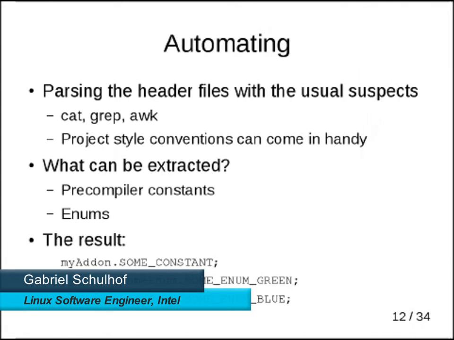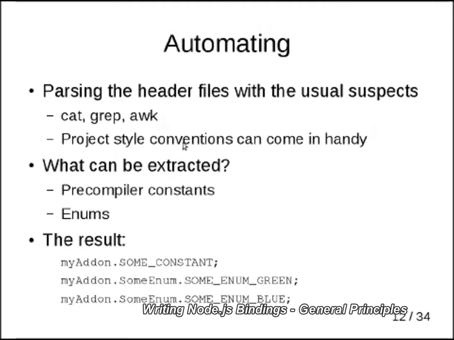You can construct a lot of that object using just automatic parsing of the header files, using just basic tools like cat, grep, and awk. You can make use of indentation and stuff like that, because doing generic C parsing is surprisingly difficult, and there are surprisingly few tools that I've come across, at least, that will allow you to do that.